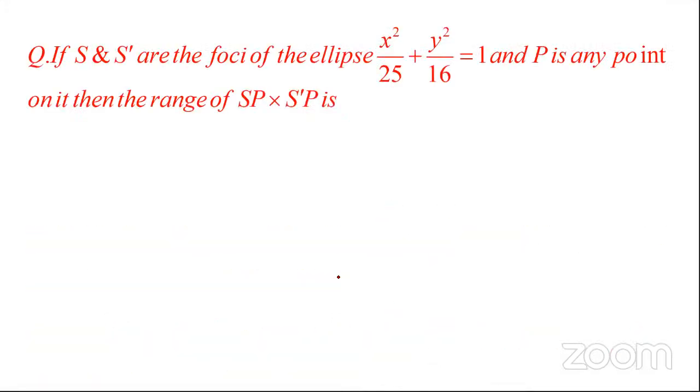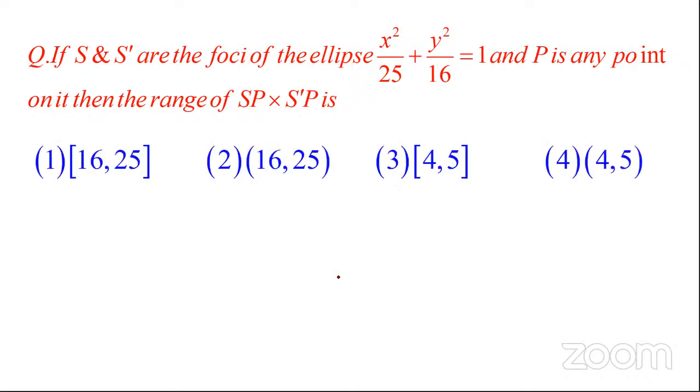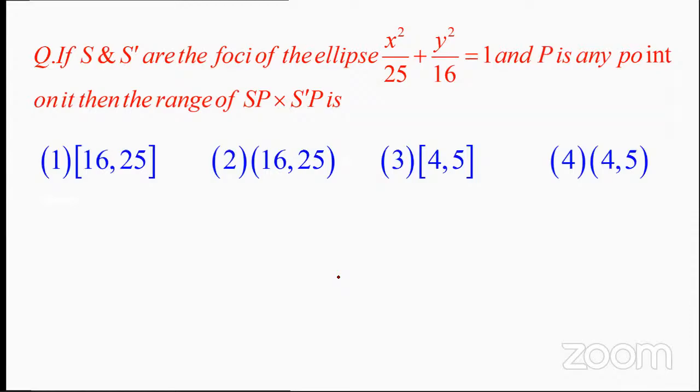If S and S dash are the foci of the ellipse x square by 25 plus y square by 16 equal to 1, and P is any point on it, you have to find the range of SP into S dash P. This is an assignment. So just find the foci, and P is any point. Then find the range of SP into S dash P. Then you have to do that.